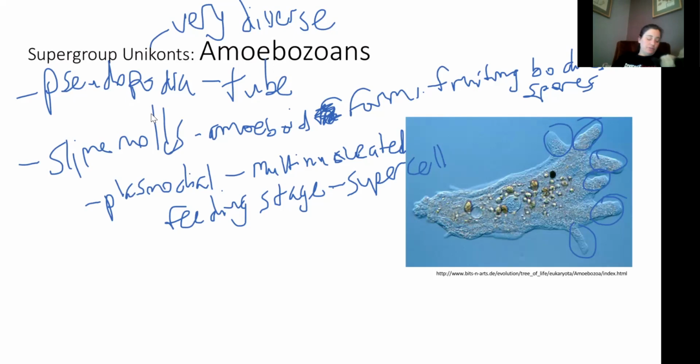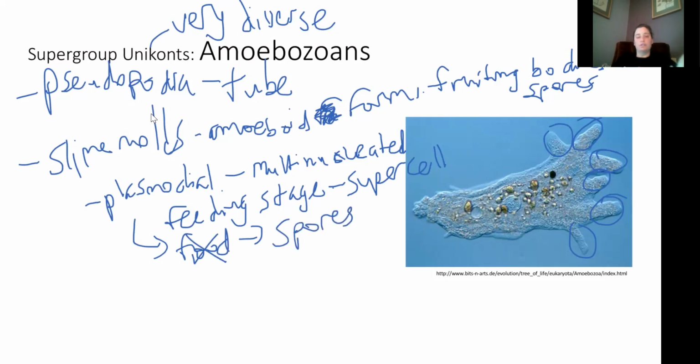When food runs out, and these like moist environments, so if there's a drought or their environment is drying out, so these are land organisms, you might see them on rotting logs or under leaves or something like that. When they dry out, when conditions get bad, when there's no food, they form spores. Those spores can withstand drought conditions, and then they can regenerate into the plasmodium again when conditions are good. And again, it's the fruiting bodies that are making spores.